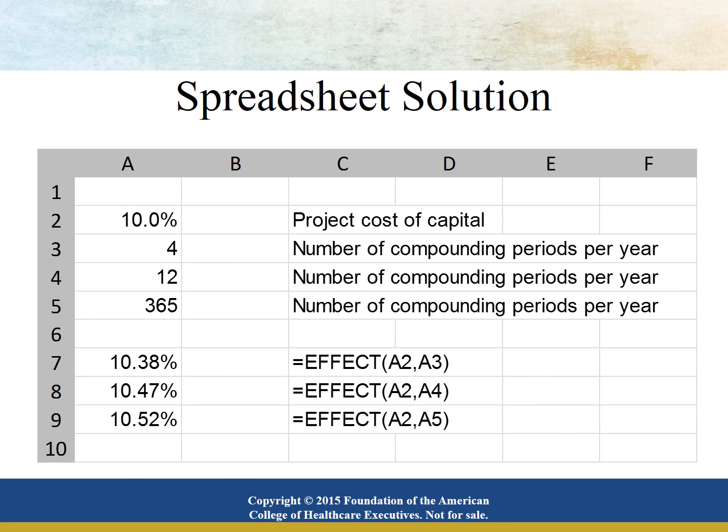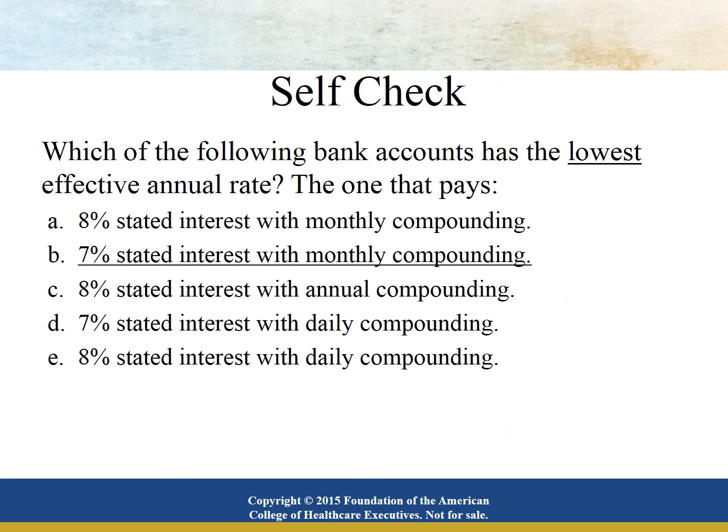Again, you can put this right into the spreadsheet, and you've got the cost of capital, the compounding periods, and you can calculate the effect. 10.38, 10.47, 10.52. Again, spend a lot of time out there looking at the different formulas and what Excel can do for you, so you're not having to do the algebra.